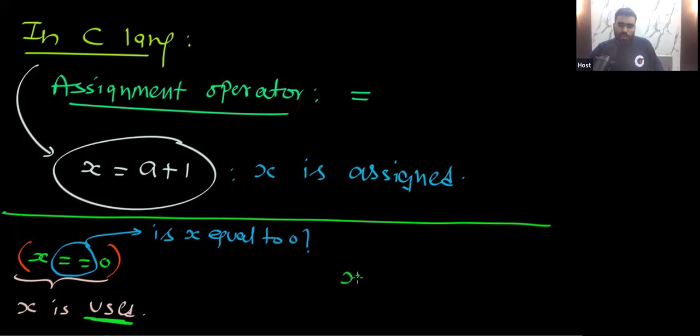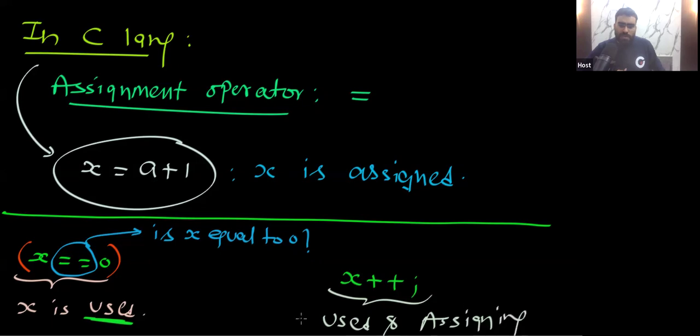And what about this one? If I write x++, here we are using x or we are assigning to x? Please tell me. First, we are using, then we are assigning, right? Yes or no? So we are using and assigning. We are assigning also, because we will increment. So here x is used as well as x is assigned.